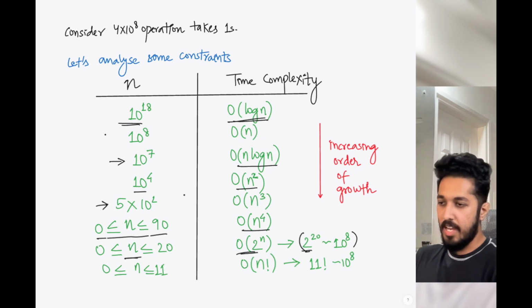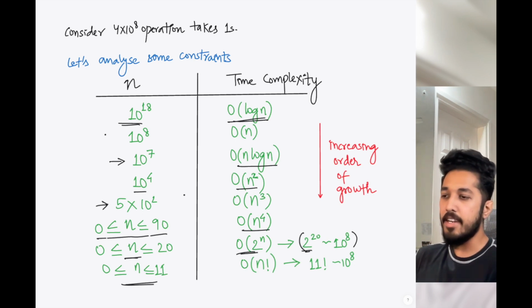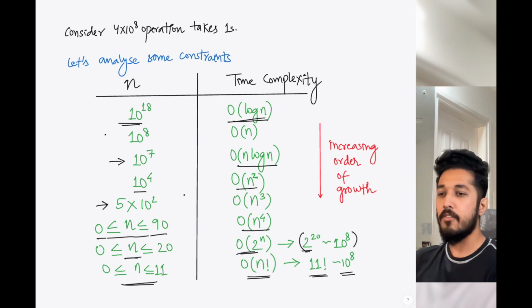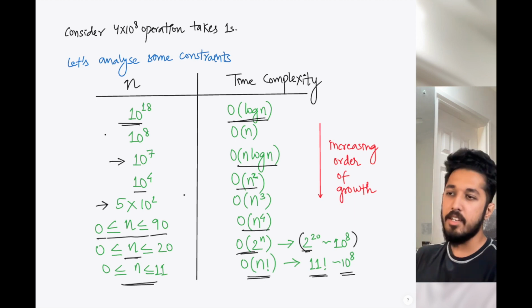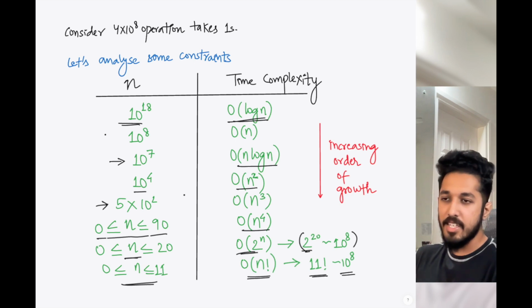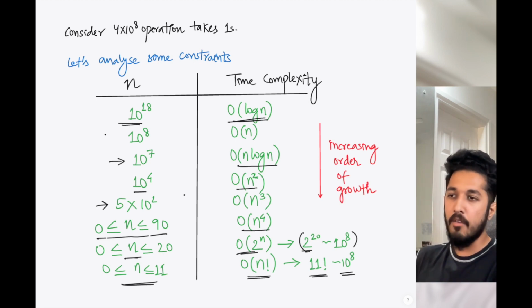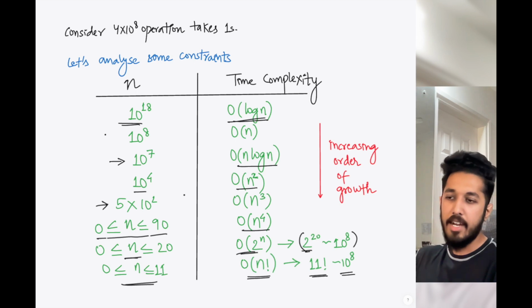Now, the last constraint that you can see: if n ranges between 0 to 11, then a big O of n factorial approach can also be accepted under 1 second, as 11 factorial is nearly 10 to the power 8. Hence, it will run under 1 second. Now, as you can see the time complexities here, starting with big O of log n, big O of n, n log n, this is in increasing order of growth. Big O of log n is less than big O of n, big O of n is less than big O of n log n, and so on.